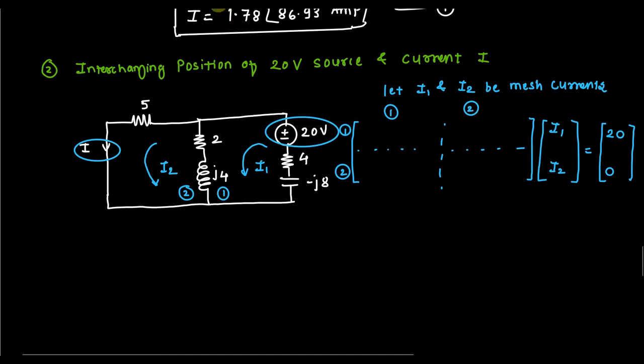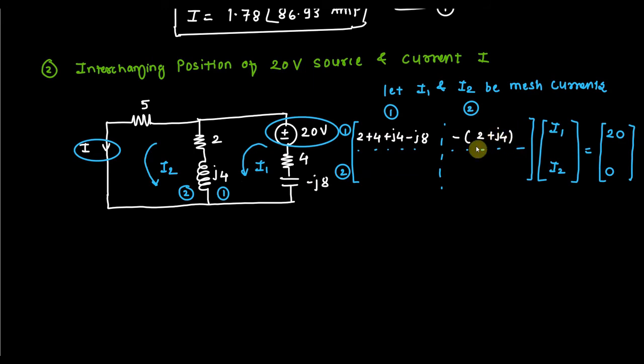So this is the sum of the elements present in mesh 1. There are 2, 4, J4 and J8. So you can write 2 plus 4 plus J4 minus J8. This is common to first and second, so minus 2 plus J4. This is minus 2 plus J4. This is Z22. So this will be 5 plus 2 plus J4. This is the sum of the elements present in the second one.